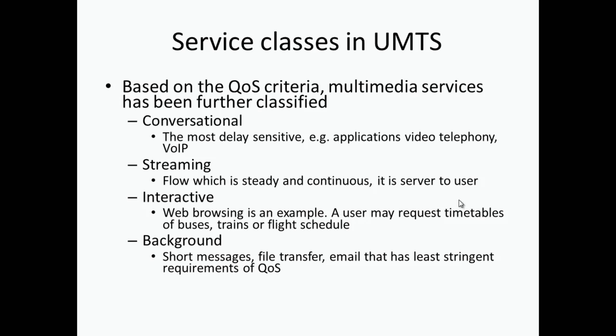Next, applications where quality of service is required are the interactive sessions, for example web browsing. Also, a user may request timetables of buses, trains, or flight schedules. So this should be with less delay, accurate, and with faster data rates. The other services already provided by the previous techniques are short messages, file transfer, and email. These are also managed in UMTS with high data rates and less delays.